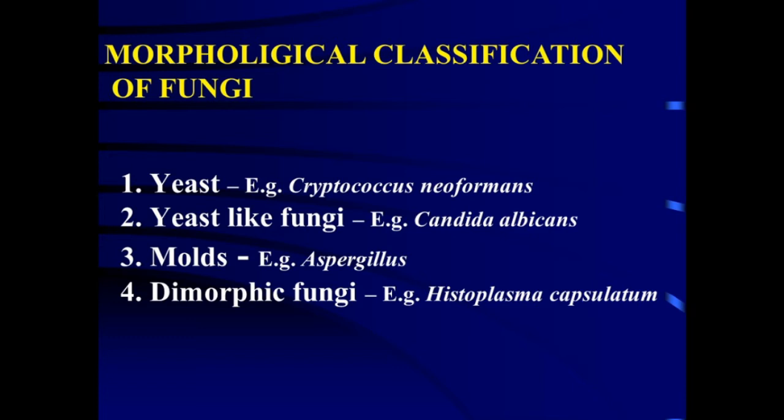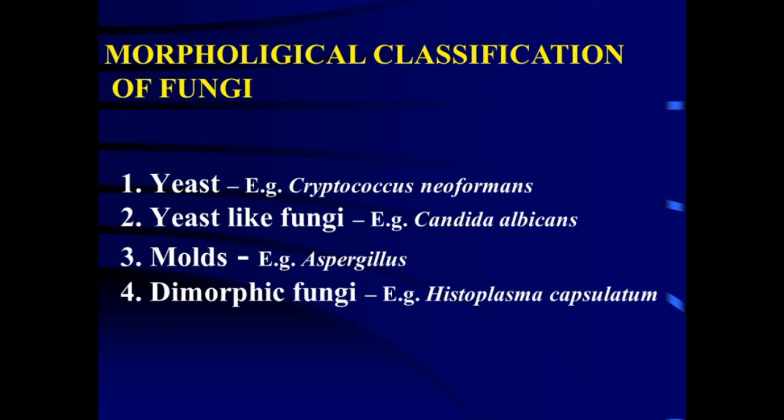We have the example Aspergillus. Next is dimorphic fungi. Dimorphic fungi means they exist in two forms, either the yeast form or the mold form. And this is usually temperature dependent. The yeast form is generally seen in animal tissues or in human beings. And the mold form is seen in the outside environmental conditions.